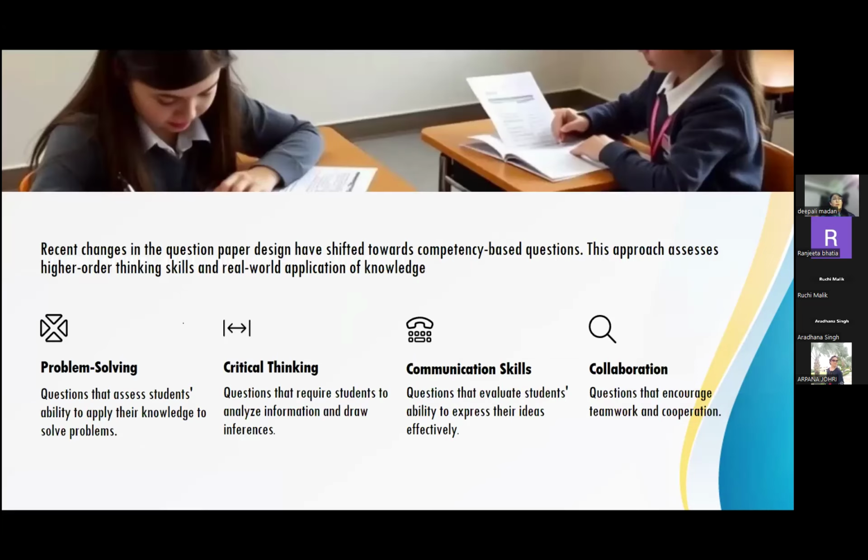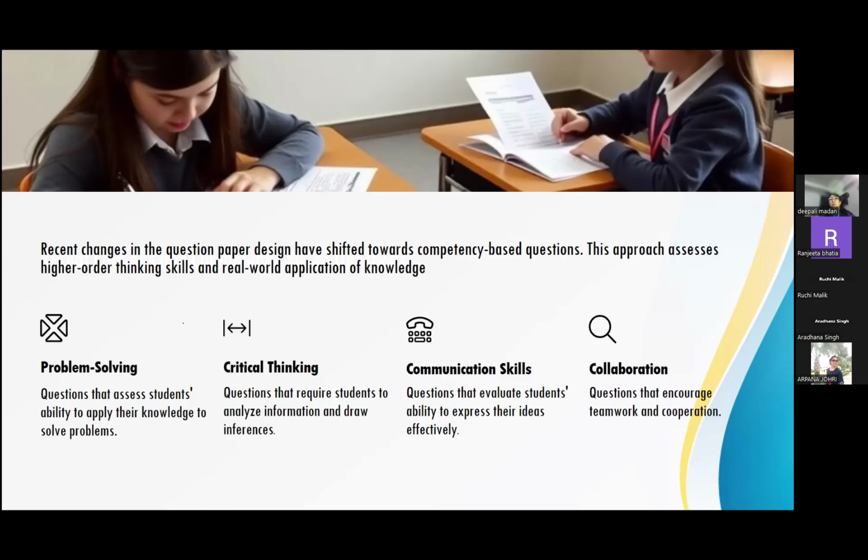Okay. So now this slide talks about the question paper design. Now, the CBSE is shifting more towards competency-based questions. This is a very, very important part. Earlier, the focus was more on rote learning, but now that has moved more towards asking more competency-based questions, for which the students have to think more. They have to understand better. So earlier, the percentage was just 40%, but now CBSE has increased it to 50%.